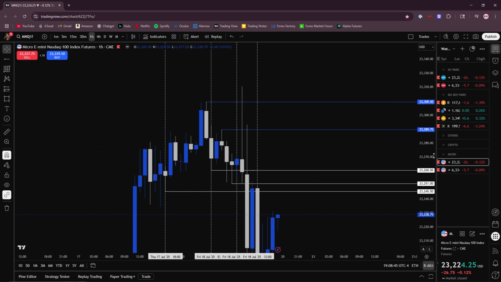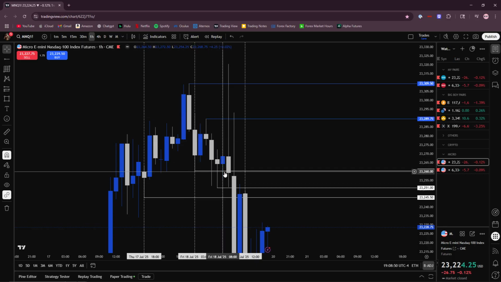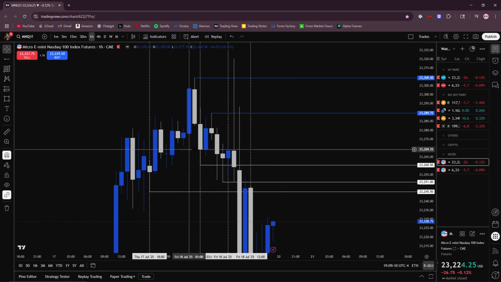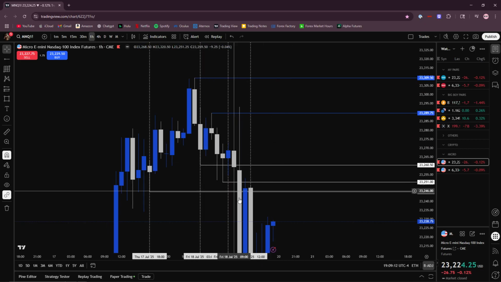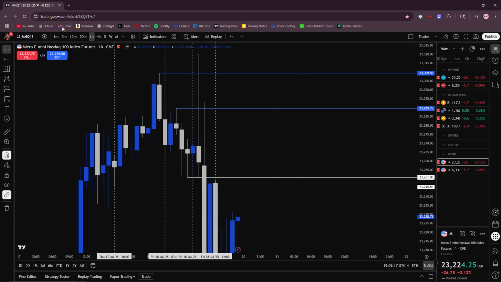So our bias for the day, we were looking at a London session manipulation to the downside. Then we were looking for some sort of 5-minute break of structure to the upside, and then continuation of price, and then we'd look for a 1-minute break of structure, and enter off that into longs. We take profit 1 here, and target profit 2 here. Because of this sweep, that was our buys for the day. We'll just get rid of this for now, so you guys know what I was looking at.